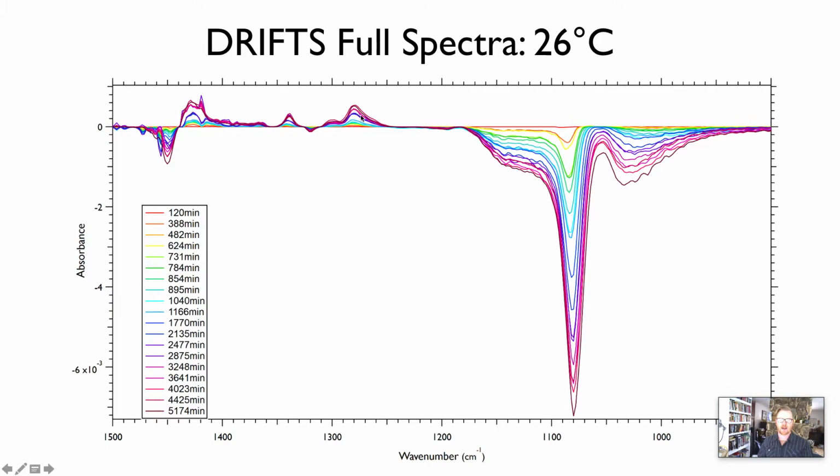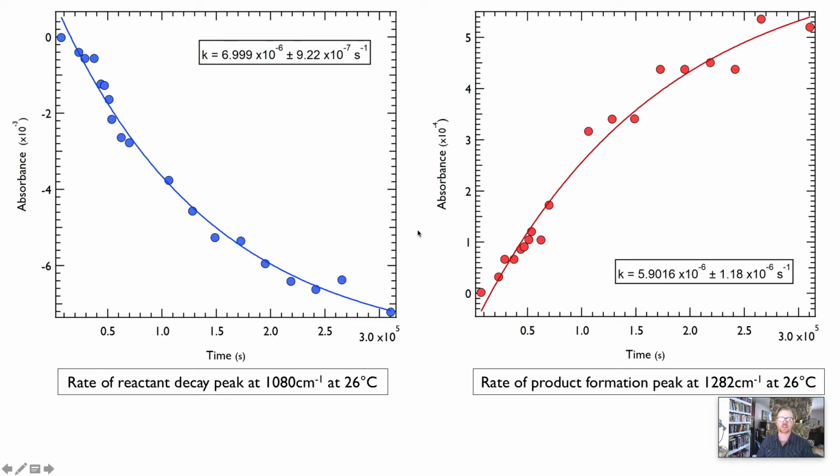But this peak, Amelia chose to use as the product evolution peak, and you can see it's growing in. Again, this would require some data deconvolution if we wanted to get the area, because you can see there's probably two peaks under there. But they just looked at the peak absorbance. So this is taking the peak absorbance at that 1080 wavenumber peak, and this is the peak absorbance at that 1282.